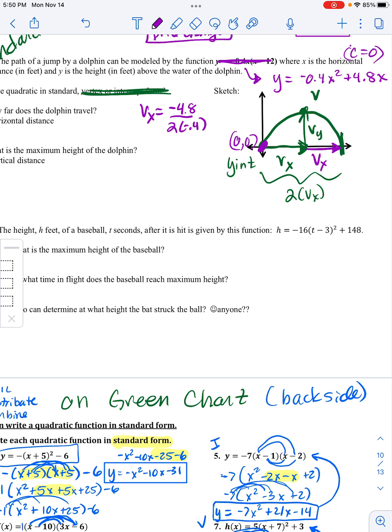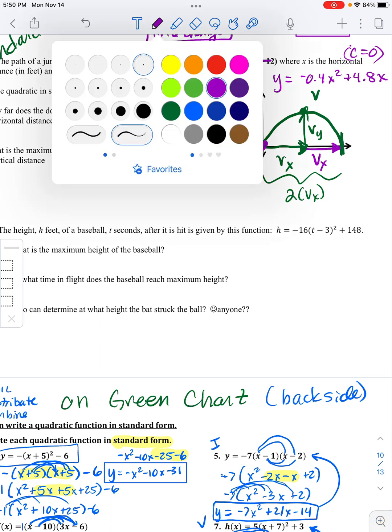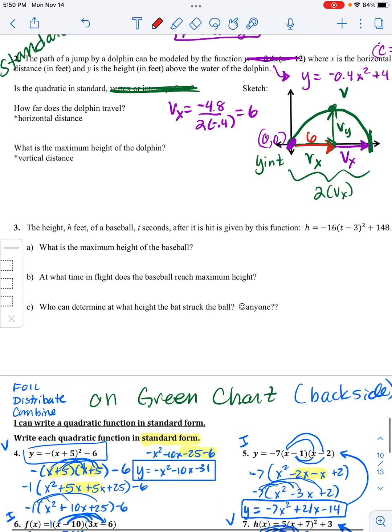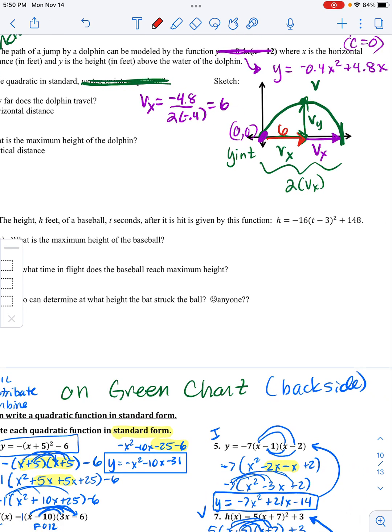So again, use your calculator, but you've got to do it in a way that's going to make it correct. If you're going to divide by the bottom, you need the whole bottom to be in parentheses. Use your negatives. All of this turns out to be 6. So what does that mean in my picture? That means it's 6 this direction. It says X is horizontal in feet. So that's 6 feet, which means it's 6 more feet before it lands. So 12 feet total. My guess is they're going to ask me about that.